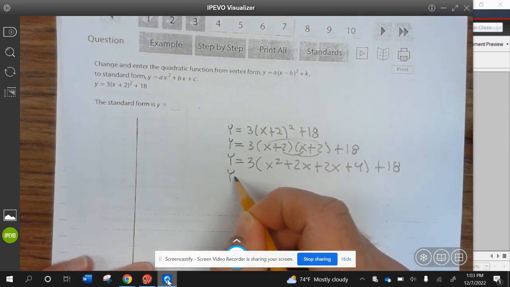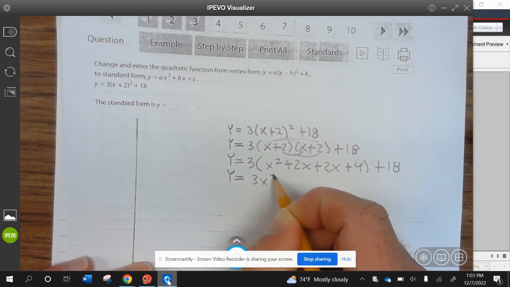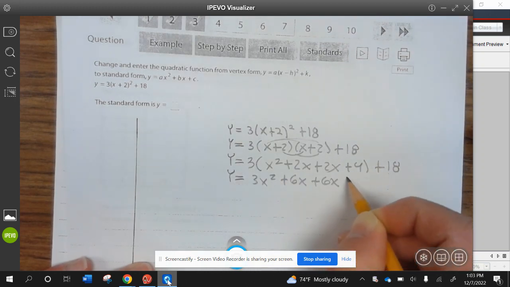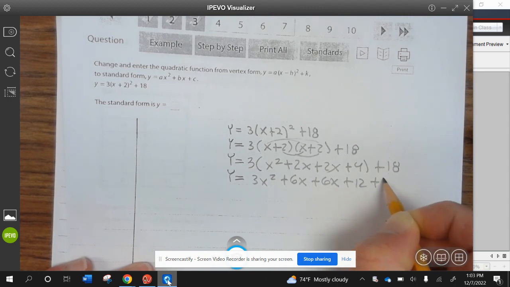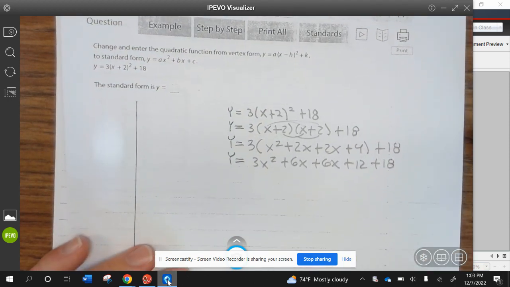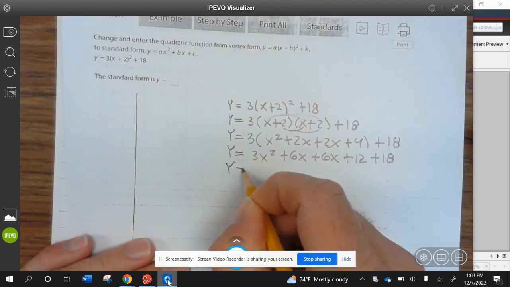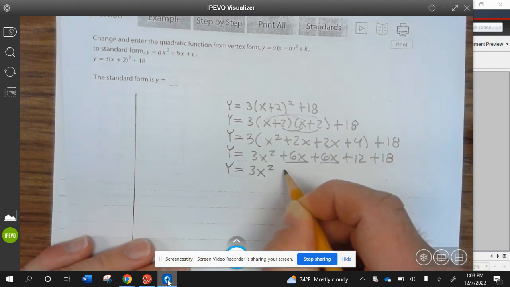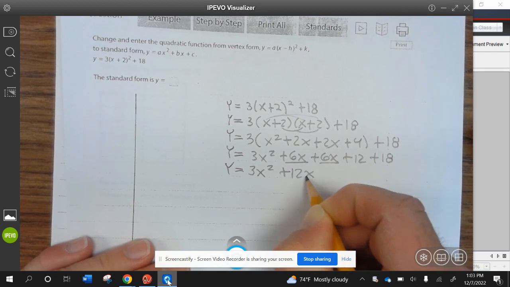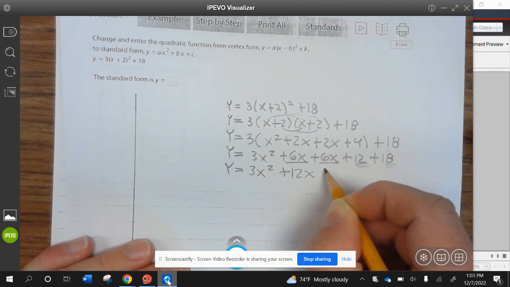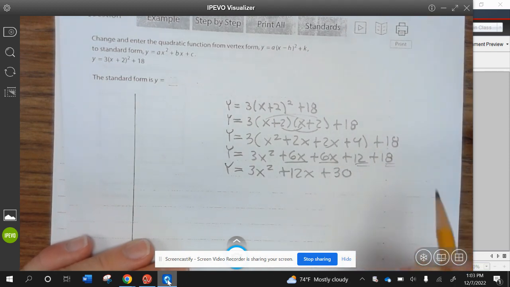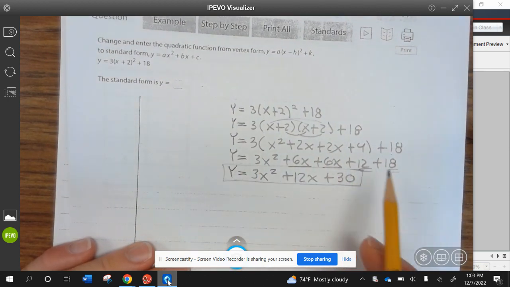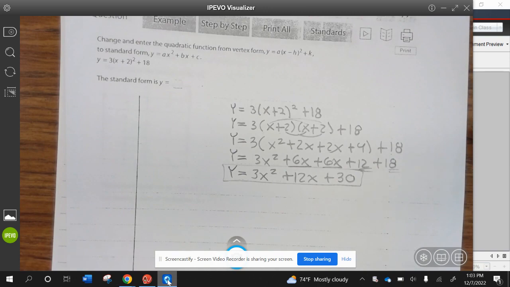All right, so then we distribute the 3. So that's 3x squared plus 6x plus 6x plus 12 plus 18. So then that's y equals 3x squared. We're going to combine these, so that's plus 12x. Combine these, plus 30. All right, go ahead and finish up that example.